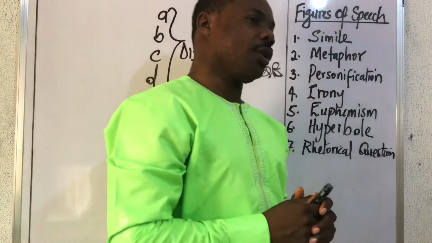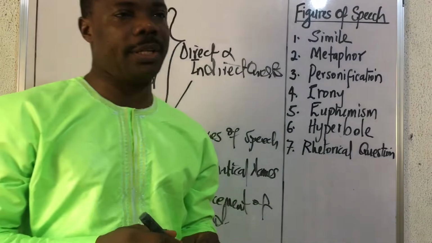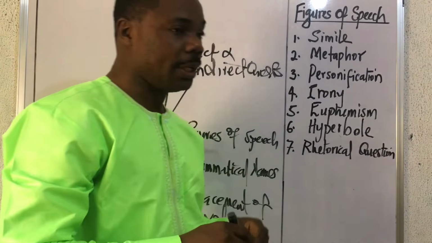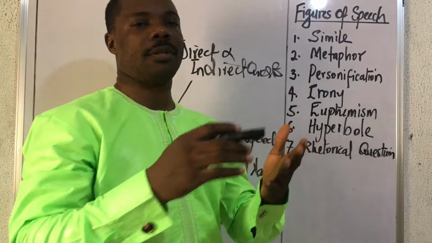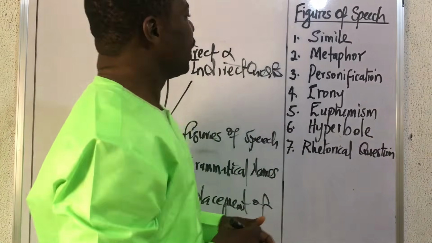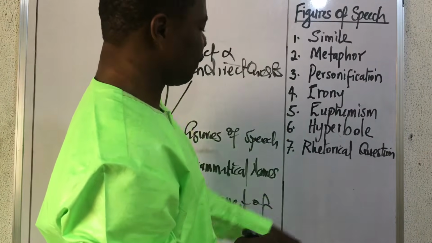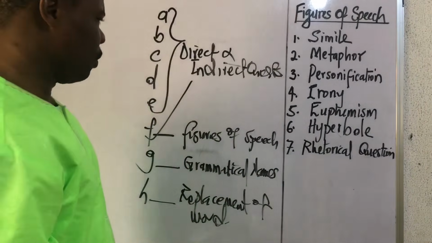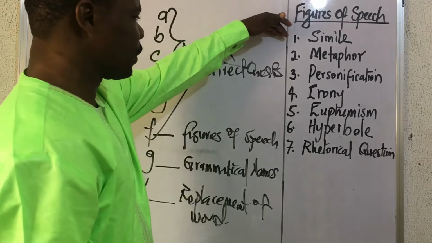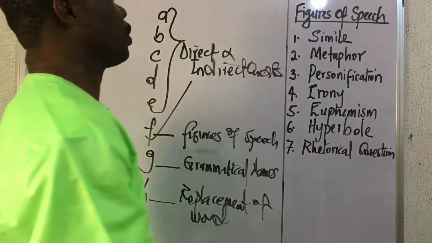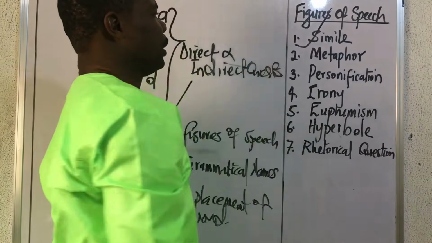questions. If you want to do very well in English, and especially in the section of comprehension, then you must have a good understanding of how to identify figures of speech. Today, we want to start taking them one after the other. Let's discuss the first one, which is simile.